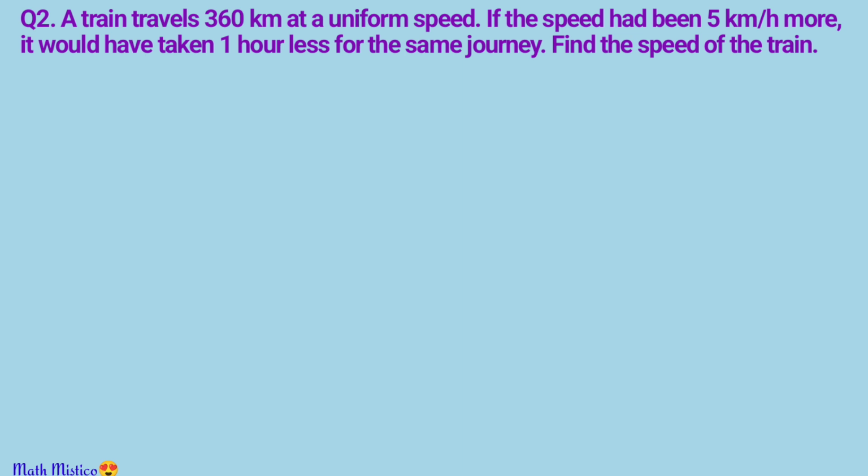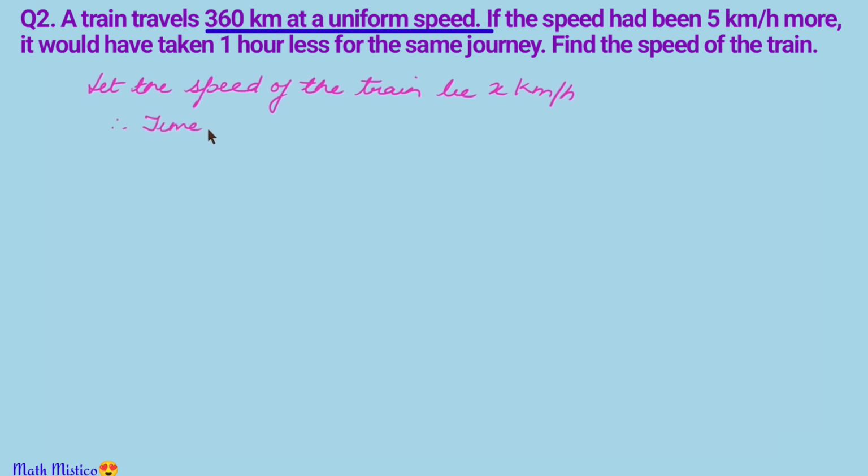The train is moving with a uniform speed. If the speed had been 5 km per hour more, it would have taken 1 hour less to complete the same journey, and we have to find the speed. So let us take the speed as x kilometers per hour. The distance covered in the first case is given as 360 kilometers. So by the formula time is equal to distance upon speed, we have time equal to 360 upon x hours.